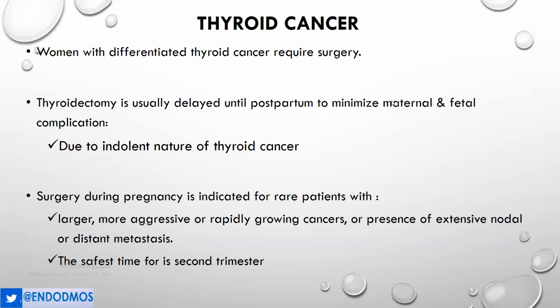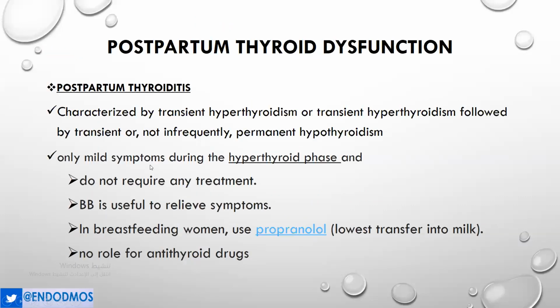And finally, how to deal with thyroid carcinoma. Women with differentiated thyroid cancer require surgery. Thyroidectomy is usually delayed until postpartum to minimize maternal and fetal complications due to the indolent nature of thyroid cancer. Surgery during pregnancy is indicated for rare patients with large or more aggressive or rapidly growing cancer, or presence of extensive nodal or distant metastasis. And the best time, as we mentioned, is the second trimester.